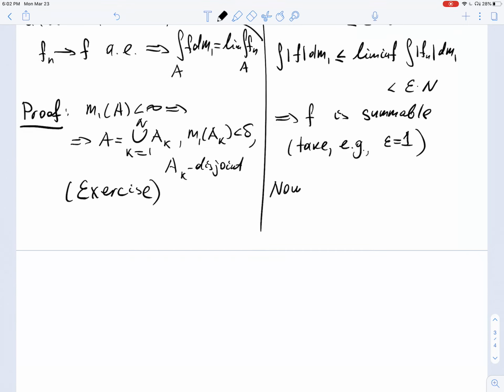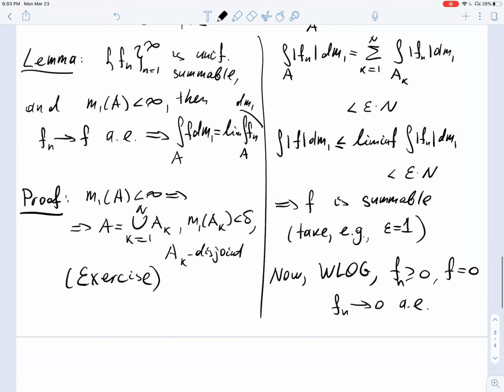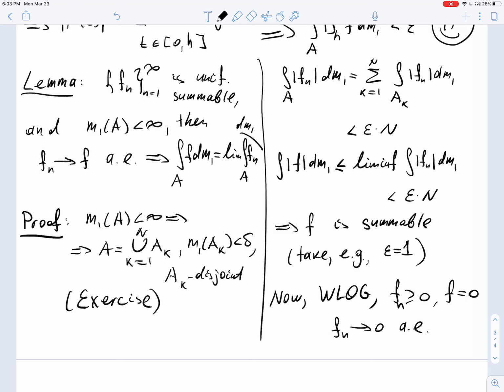Okay, so now our next reduction: without loss of generality, we can assume f is non-negative, Fn's are non-negative, f is 0, and so Fn's converge to 0 almost everywhere. Why is that? Because we can do Fn minus f, and this would be a horrible thing to do if f wasn't summable, but because we already know that f is summable and it does not depend on n, and Fn's are uniformly summable, this implies that Fn minus F, this family, is also uniformly summable.